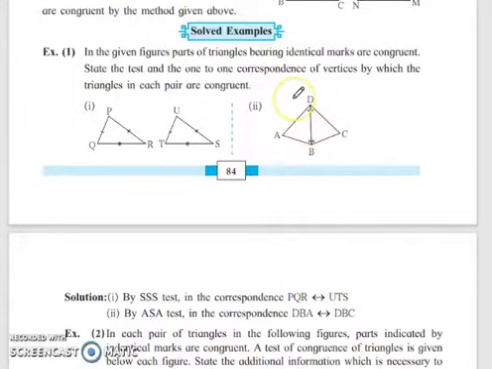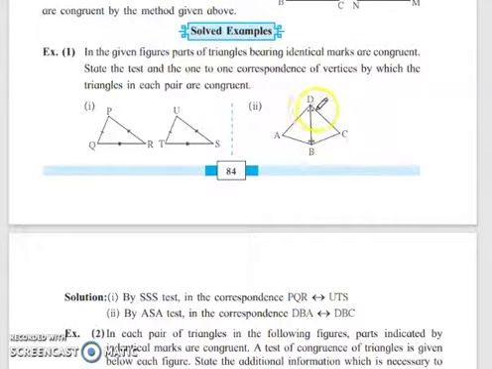So we have to check whether these two triangles are congruent to each other or not, and by which test they are congruent to each other. We can see here an angle is marked with a cross, and in this triangle also this angle is marked with a cross, which means that angle ADB is congruent to angle CDB. These both angles are congruent to each other. Similarly, we can see a circle mark: this angle ABD is congruent to this angle CBD because both have identical marks.